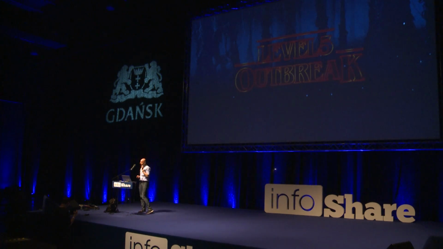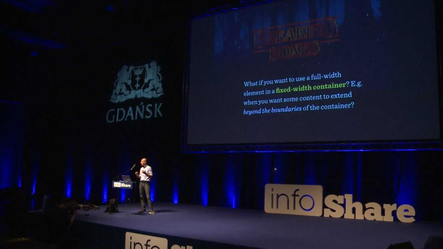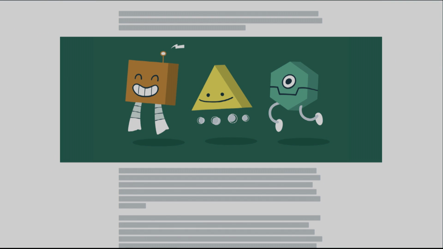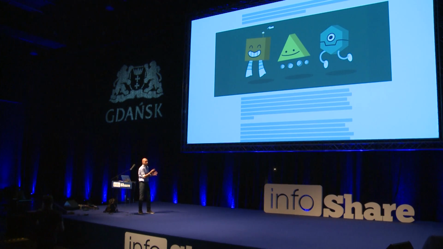So what about a very common problem that actually happens to be everywhere? What if you want to use a full-width element in a fixed-width container? For example, when you want some content to extend beyond the boundaries of the container, something like this. You'll probably be familiar with this. So we have this box, this container, where we have our articles, product descriptions, whatever it is. And then we want that image to be kind of extending beyond the boundaries of that container.